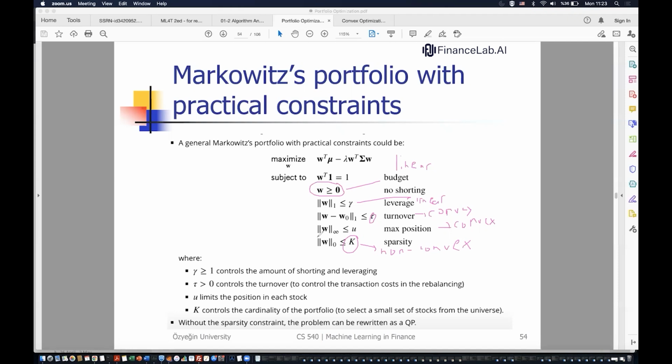And again, without the sparsity constraint, the problem can be written as a quadratic programming problem, because the objective function is quadratic and all constraints are linear. That's why the problem will be a quadratic programming problem.